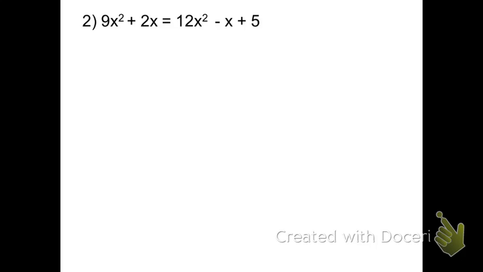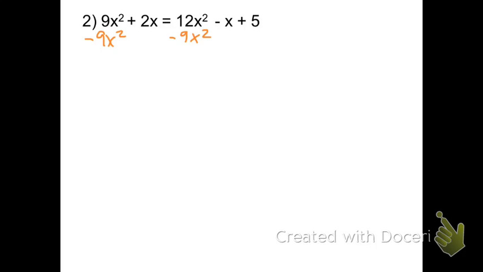So all you've got to do is bring all your variables and constants over to one side. It doesn't matter whether it's the left or the right side. Personally, I like to always bring it over to the side that will make x squared positive. It just makes my life a little easier. So, in this case, I'm going to bring everything over to the right, because 12x squared is on the right and 9x squared is on the left. So I look for the bigger coefficient of x squared, and I want to get my variables and constants over to that side. So I'm going to start off by subtracting 9x squared on both sides.